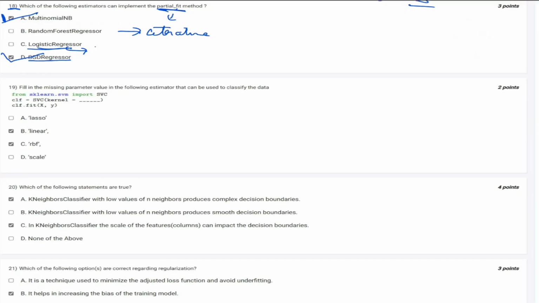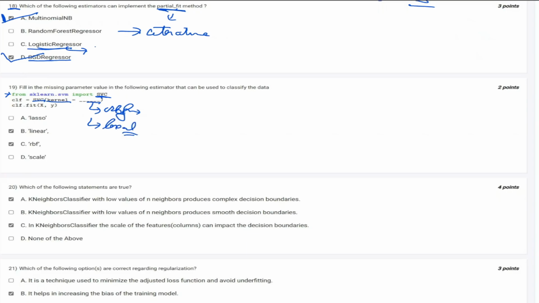Now question number 19 says, fill in the missing parameter value in the following estimator that can be used to classify the data, and it uses sklearn.svm import SVC. So support vector classifier, and for SVC we have to set the kernel value. For SVC we have two kernels: either RBF, that is radial basis function, and another is the linear kernel. So keep that in mind.